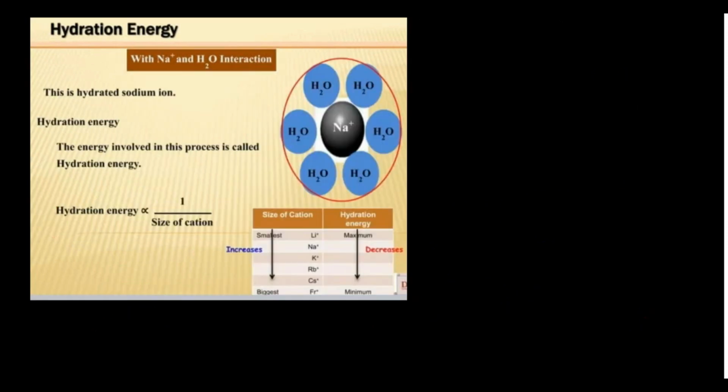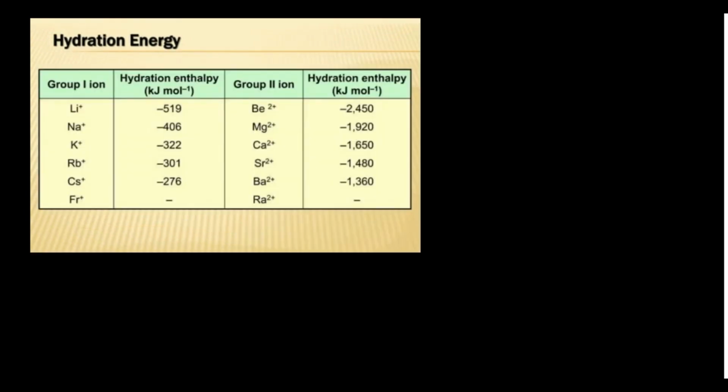Okay, next is hydration energy. I have already explained all these things to you. This is the periodic variation, just like that. Size, right? You can see the biggest, it is the minimum hydration energy. See, this thing I have already explained in the last slide, so there is no point in explaining the same thing again and again. Moving further. Again, this is the value of the hydration enthalpy. It is in kilojoule per mole, right?